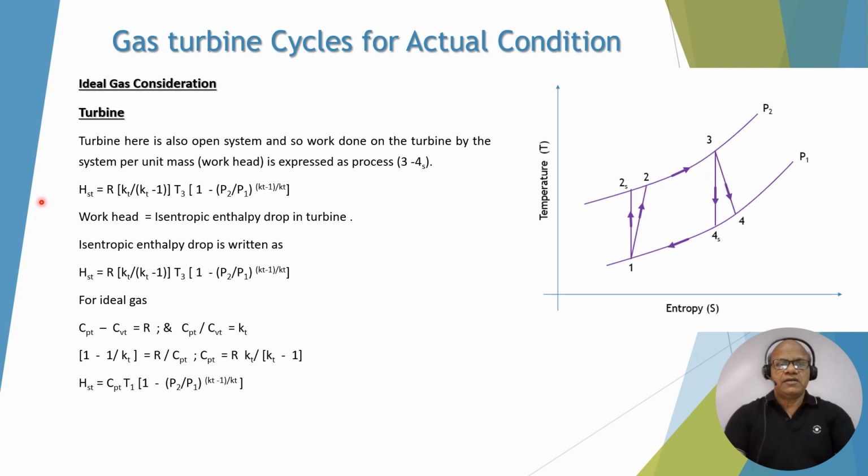For the turbine now, ideal gas consideration, turbine is again open cycle. So work done by the gas or system per unit mass is again work head, which is expressed in the process 34s. So we can write work head HST, T stands for turbine, R into KT upon KT minus 1 into T3 into 1 minus P2 by P1 to the power KT minus 1 upon KT.